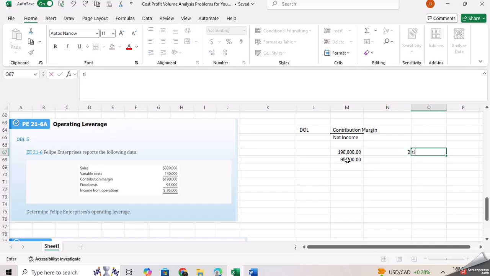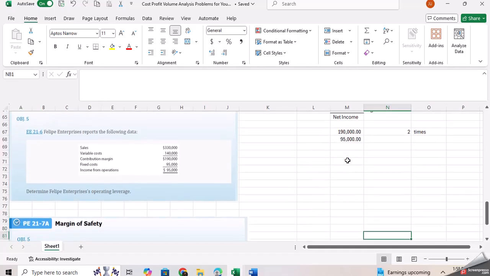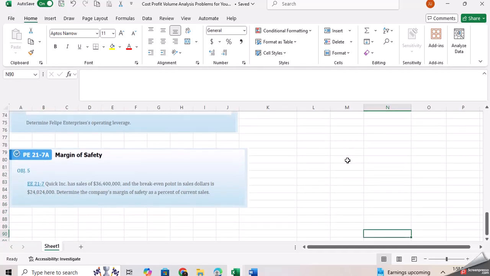And that's kind of how you read that. You say the degree of operating leverage is 2 times. And what we do with it is if our sales were to increase 10%, our net income is going to increase 2 times that. So then our net income would increase 20%. So that's what we use that degree of operating leverage for.